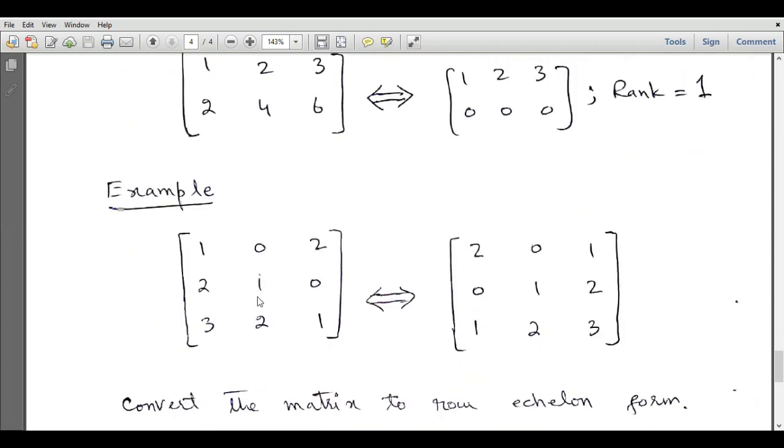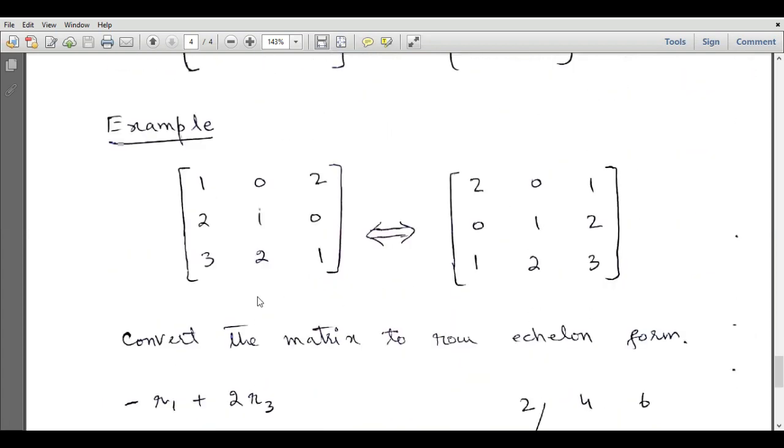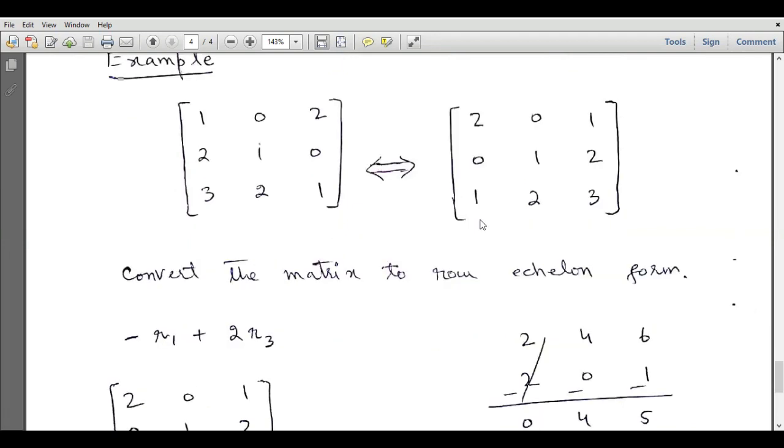Now let's check this example. Okay. So convert this matrix to row echelon form and we have to convert this matrix to upper triangular matrix. So let's interchange some rows or columns for simplicity. So let's transform this matrix and interchange the first column with the third column. So this is our first column 2, 0, 1. This is our third column 1, 2, 3. So this entry is equal to 0 now.